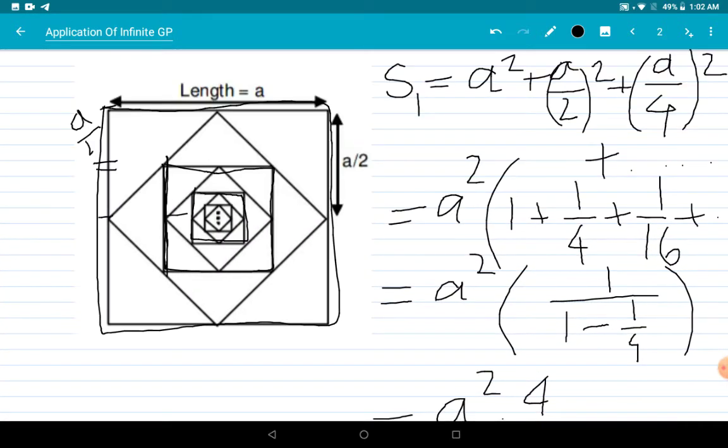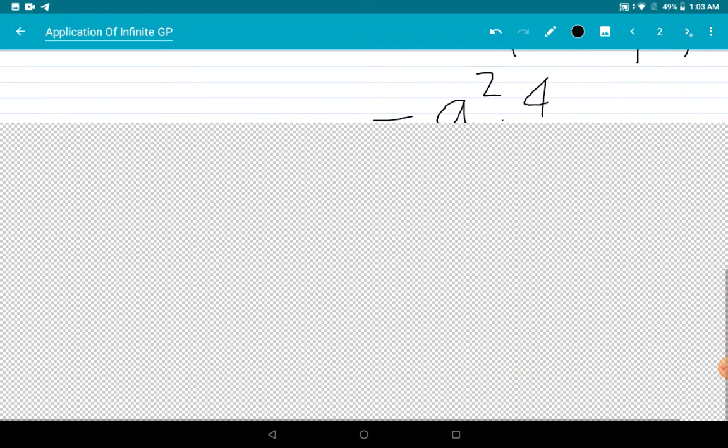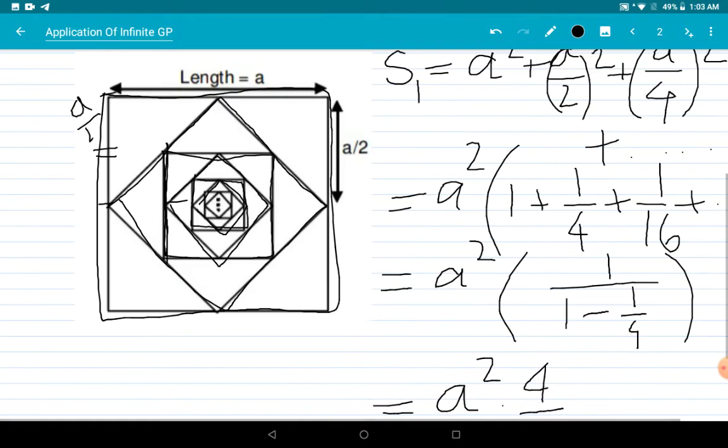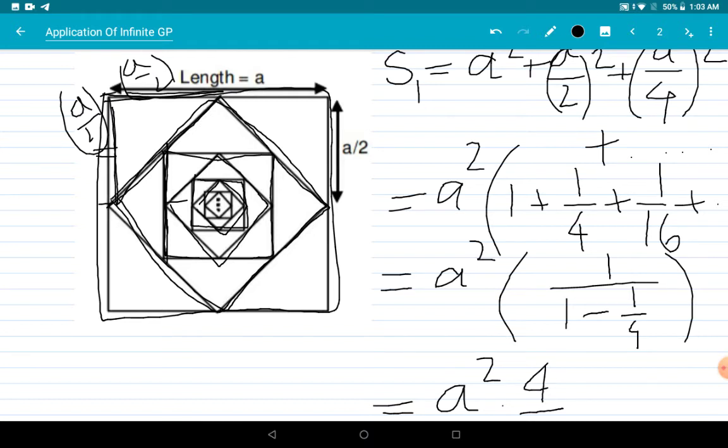So again we need to come to the figure. S2 will basically be the sum of all the slanted squares, that is this square, plus the internal square, plus this square, and so on up to infinity. So now let us find out S2. S2 will be, first of all, the sum of this square. So here the question comes, what is the length of this square? If this side is a by 2, this side is a by 2, and this side is a by 2, what will this side be equal to?